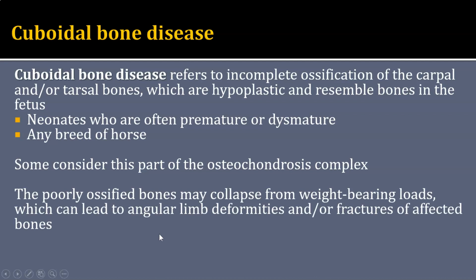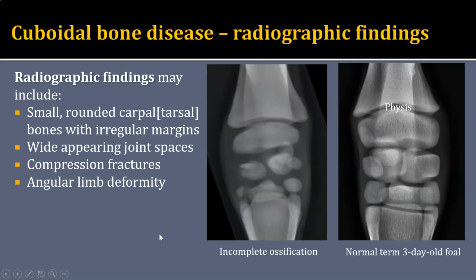These poorly ossified bones may collapse from weight-bearing loads, and when they collapse, that can lead to angular limb deformities and compression fractures of the affected bones. This slide lists the radiographic findings that we can see in these incompletely ossified bones. The slide also has images of a patient that has cuboidal bone disease in the middle of the slide and a patient that is a normal term 3-day-old foal. So first, let me draw your attention to the normal term foal.